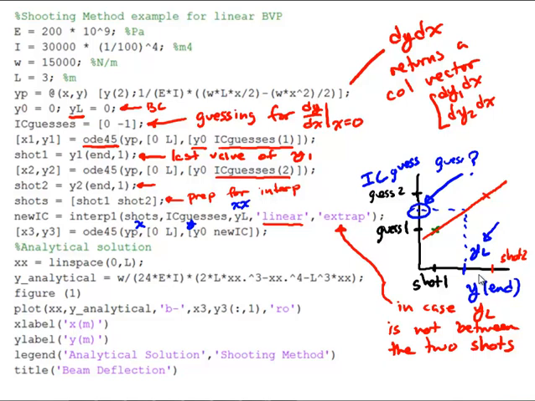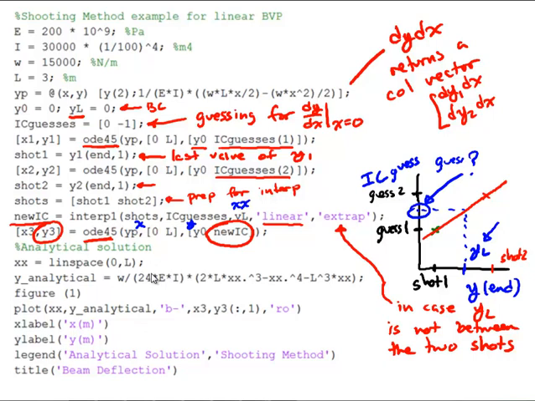So the final step for the shooting method is to use that new initial condition as our successful guess that hits the target, and we're going to use that guess for a final call to ODE 45 to get our solution. So our y3 now, that's our solution that's actually worth something, and we can compare that to the analytical solution.